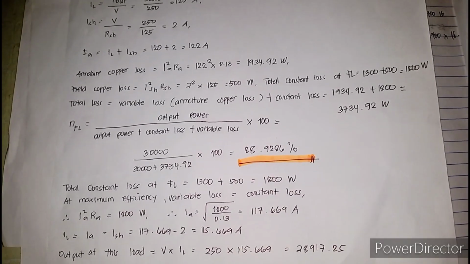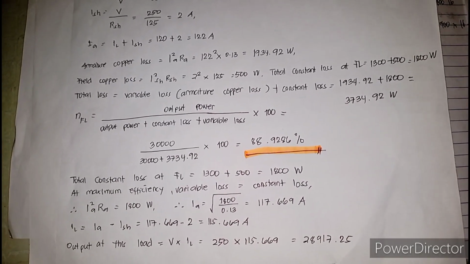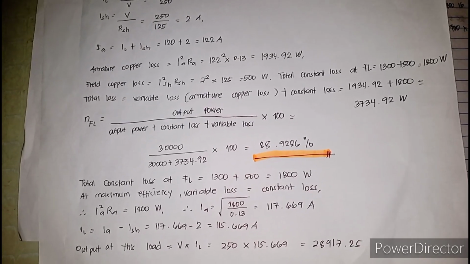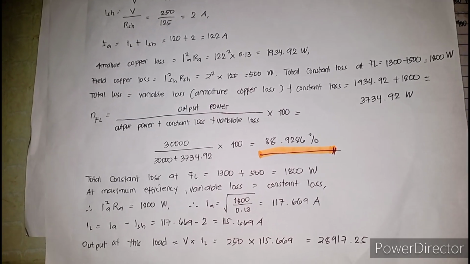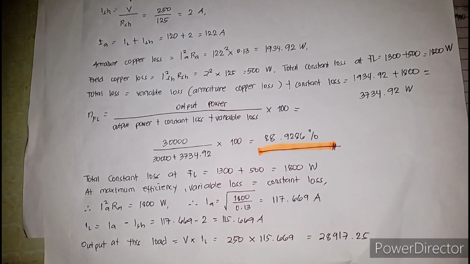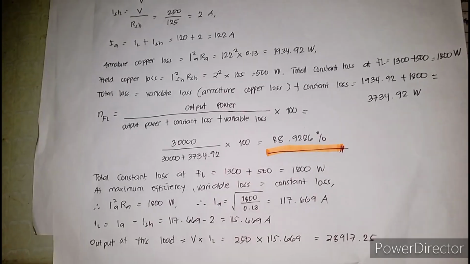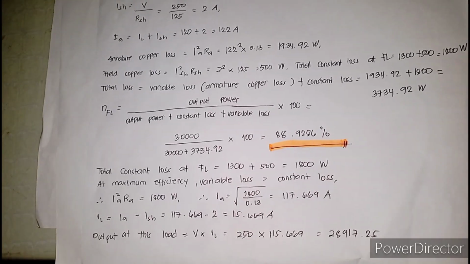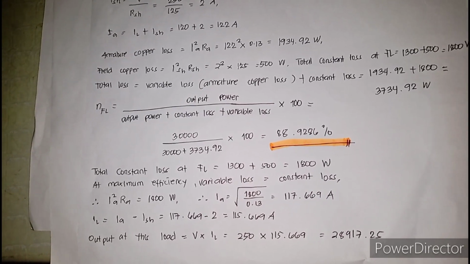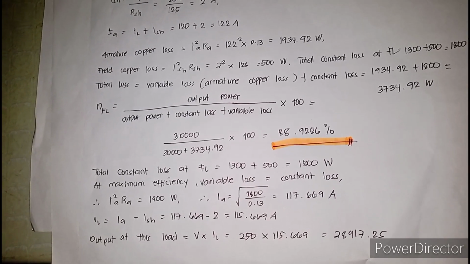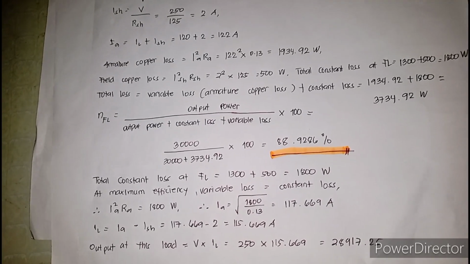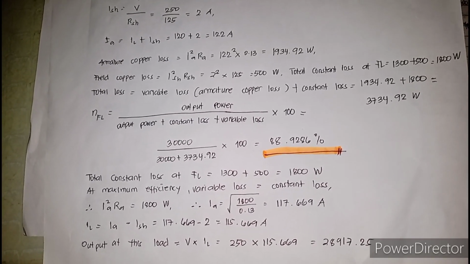You can compare it with the full load efficiency, and you will observe that the maximum efficiency is almost equal to the full load efficiency. In our last unit, we studied that the machine is designed such that its efficiency is always maximum near its rated load, and in this case also the maximum efficiency and full load efficiency are almost the same.